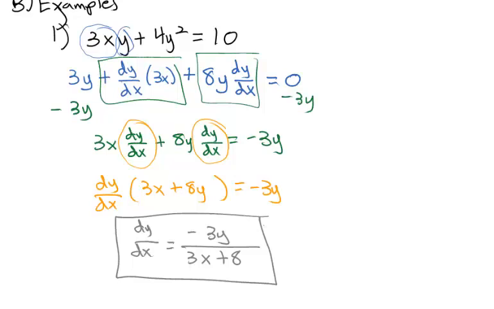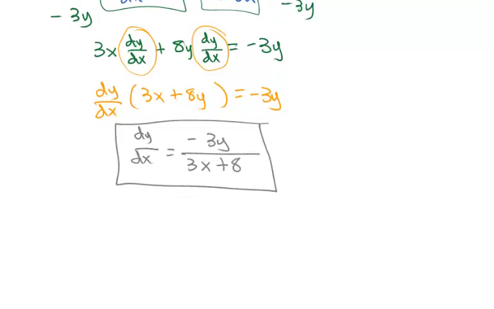We treat the y like it's a function of x, and take the derivative, like always, but whenever we have a derivative with y, we have to multiply by the derivative of the guts, which is dy/dx. And then we solve for that dy/dx. So let's try another example.